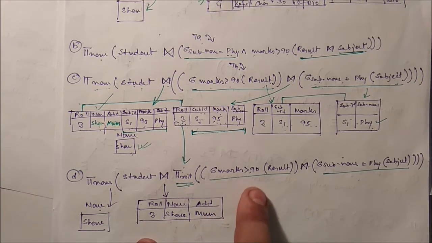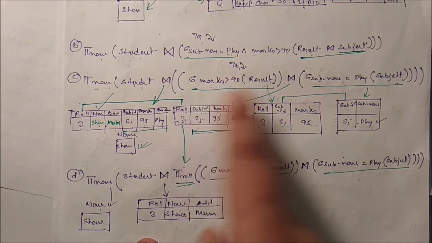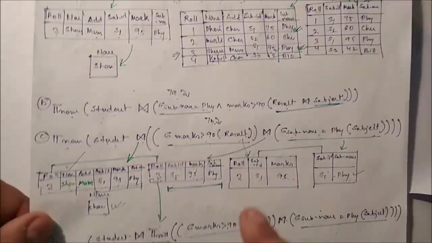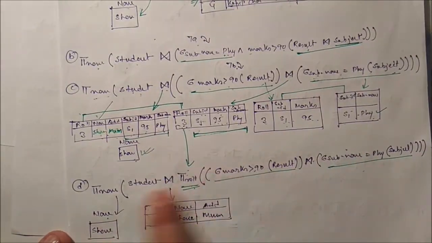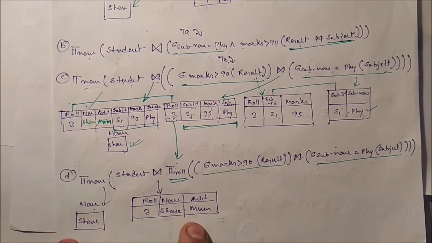Are you getting this one? This one is very important, so please pause the video and check the conditions properly. Definitely all the expressions are equivalent. See, this one, this one, this one, all expressions are equivalent, but this one is the better expression, because here the size of the intermediate tables is very small.